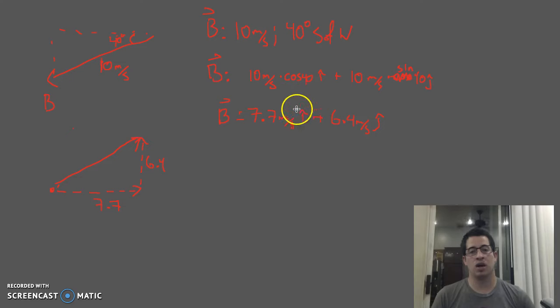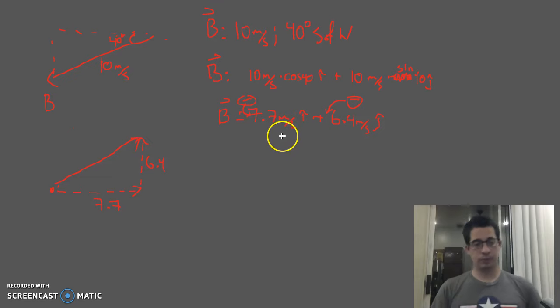So this I component, if this way is positive, then this way would be negative, so that would be a negative 7.7. And then since this is up and that's down, this is going to be a negative 6.4 meters per second. Okay, so there we have vector B in unit vector notation.